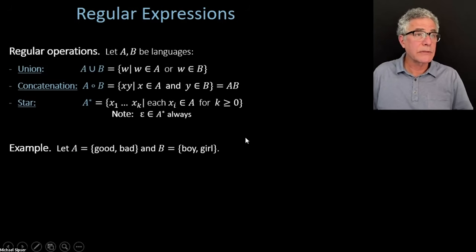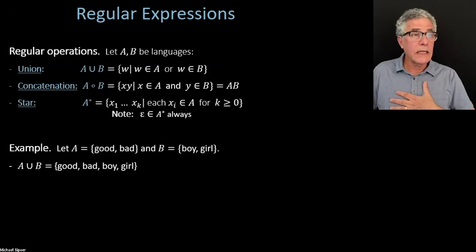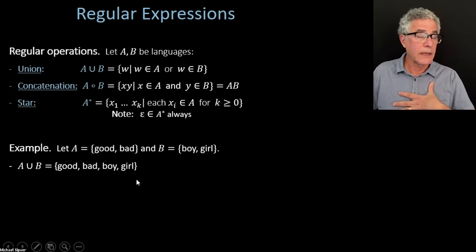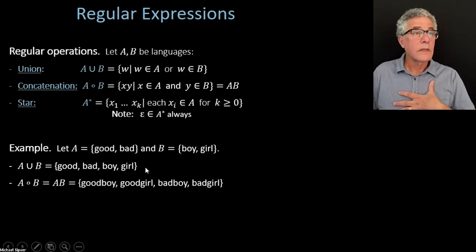Okay, so let's look at some examples. Let's say A is the language with 2 strings, good, bad, and B is the language boy, girl. If we take the union of those 2, we get good, bad, boy, girl. That's kind of what you'd expect. Now let's take a look at the concatenation. If you concatenate the A and the B language, you get all possible ways of having an A string followed by all possible ways of having a B string. So you can get good boy, good girl, bad boy, bad girl.